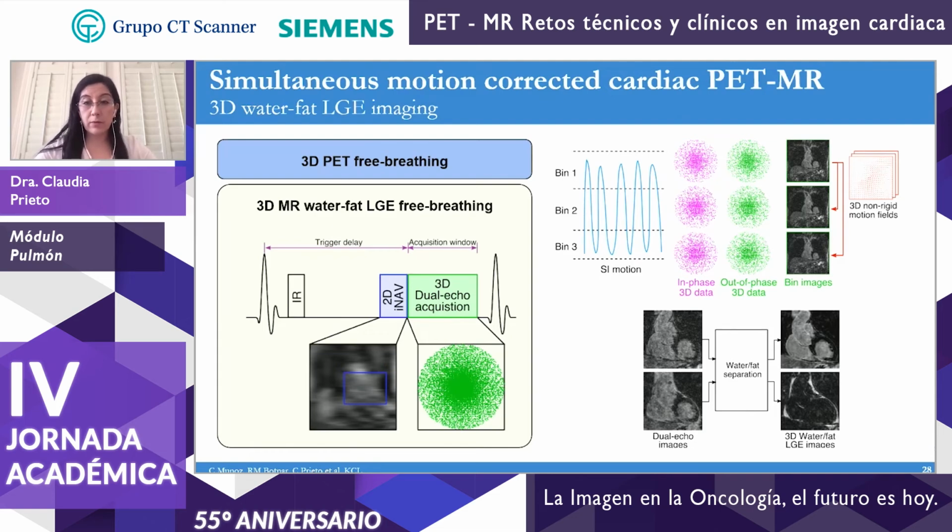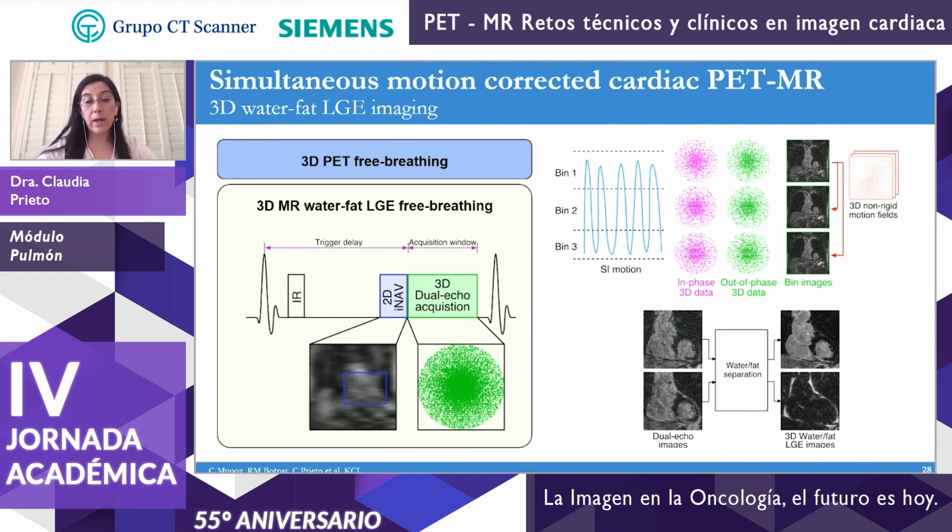As you can see here, for example, for a 3D water LGE image, that can be obtained by replacing the T2 preparation with an inversion recovery pulse in concert with a dual echo acquisition, as you can see on the diagram. So as shown before, and exactly in the same way, we can now obtain the non-rigid motion fields that can also be used to correct for the PET data.